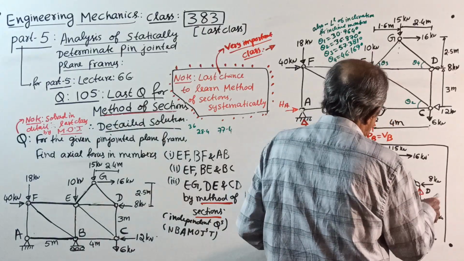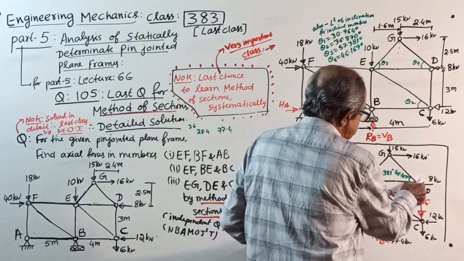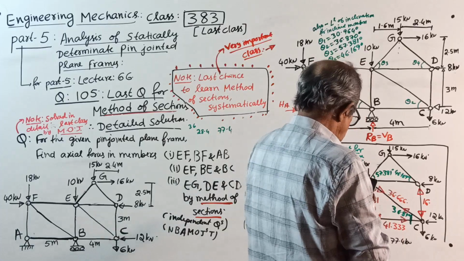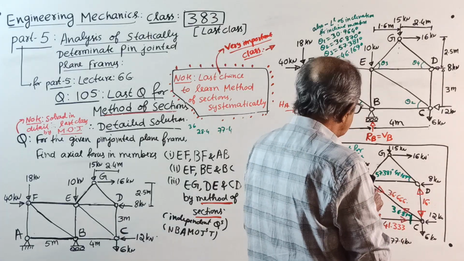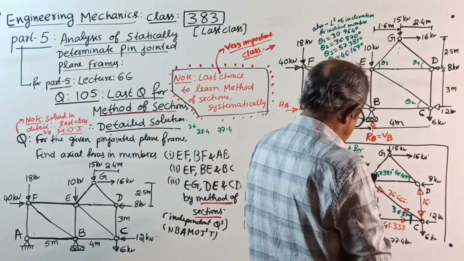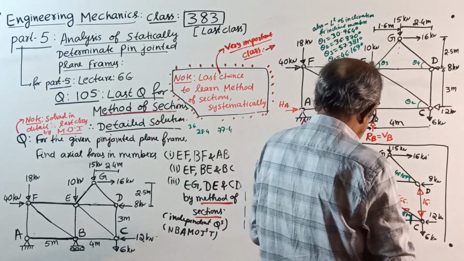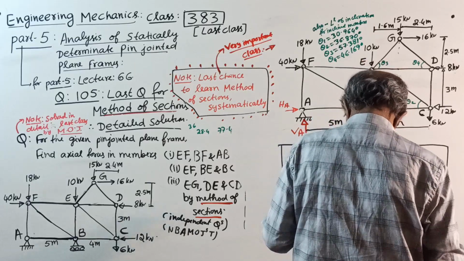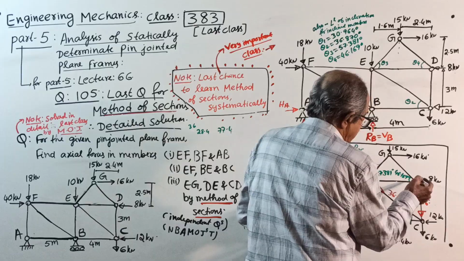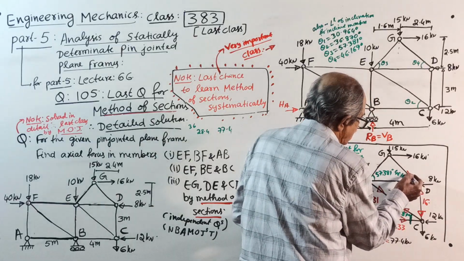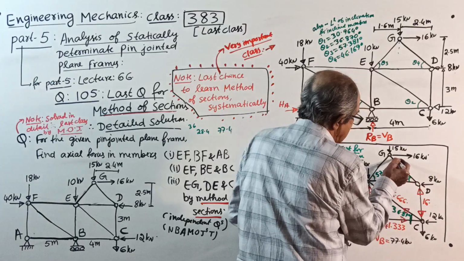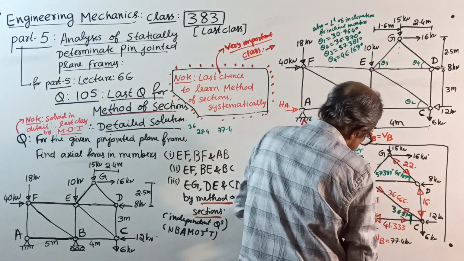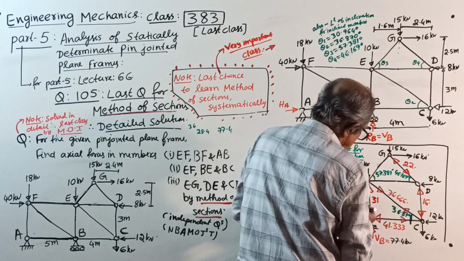Last time I went to this joint, but now I go to this joint. I don't want to waste time. I will balance vertical now. 16 divided by sine of 46.169 will give that force, 22.180. It is this way.